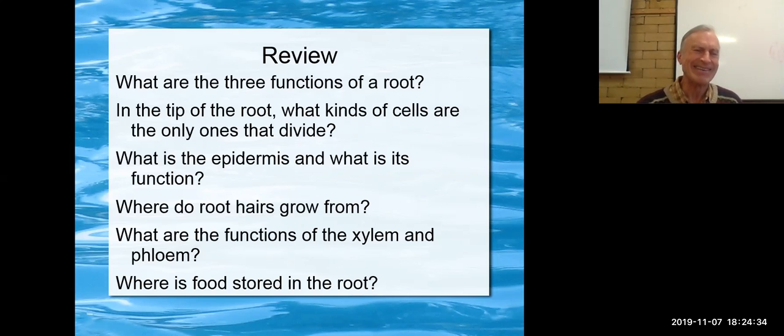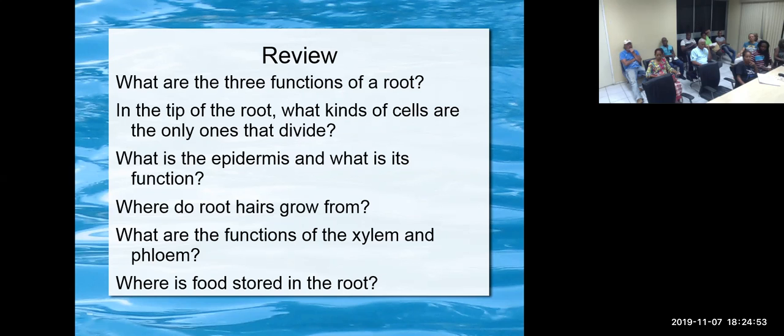You got it. And the tip of the root, what kinds of cells are the only ones that divide? What are they called? That's a new name. It's two words. It's close. Apical meristem.